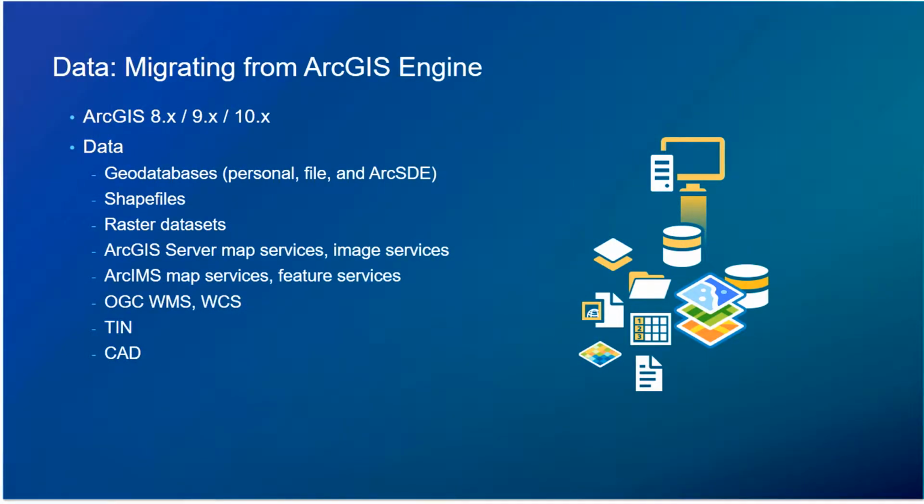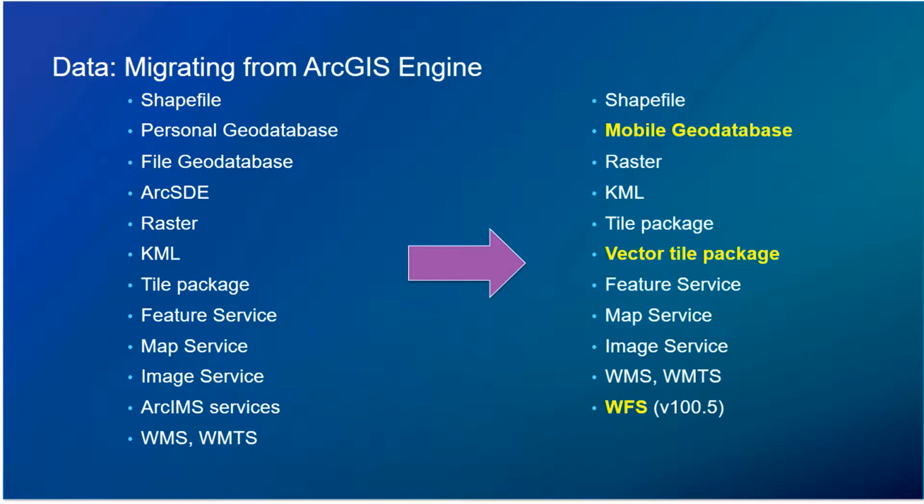Okay, so that was a look at map formats. Let's take a look at data migration then. So the data formats that were supported with ArcGIS Engine, and then what the equivalents are within the ArcGIS Runtime. The list on the left includes a range of data formats that were supported by ArcGIS Engine, from shapefiles through to service-based data. And on the right-hand side here, a number of data formats that are supported by the ArcGIS Runtime. Of course, shapefiles are still supported.